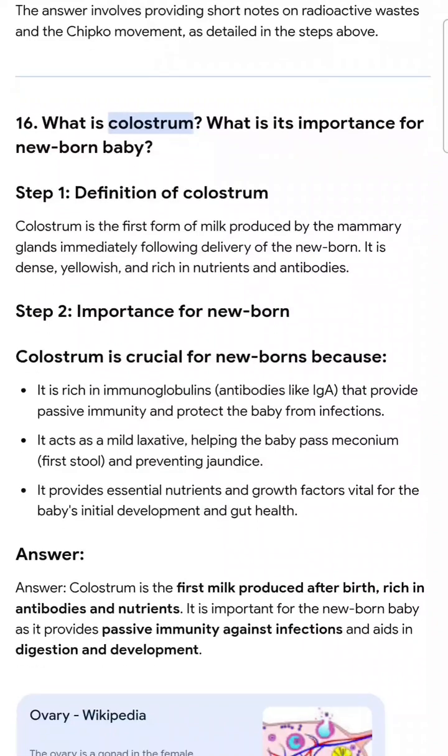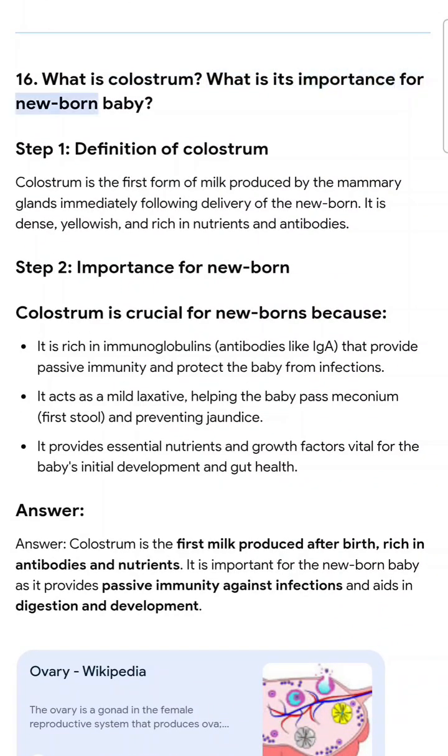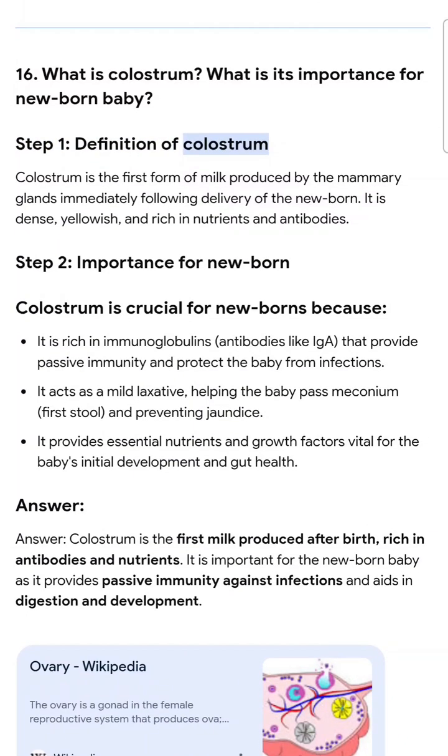16. What is colostrum? What is its importance for newborn baby? Step 1. Definition of colostrum. Colostrum is the first form of milk produced by the mammary glands immediately following delivery of the newborn. It is dense, yellowish, and rich in nutrients and antibodies. Step 2. Importance for newborn. Colostrum is crucial for newborns because 1.